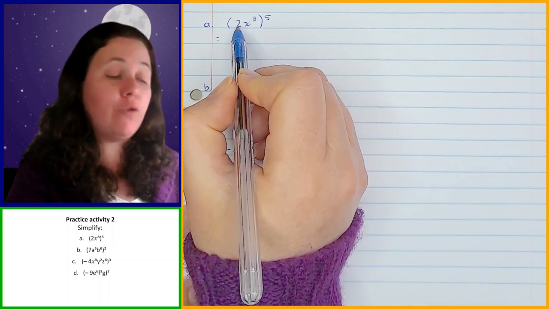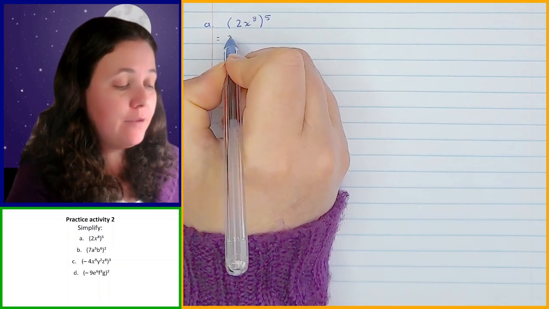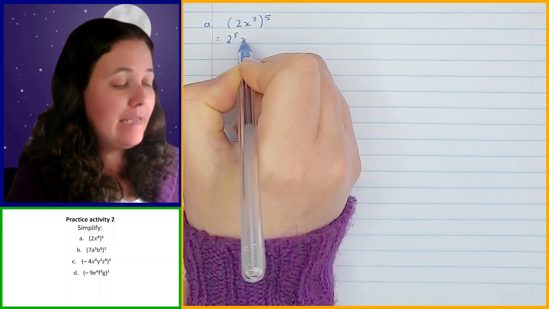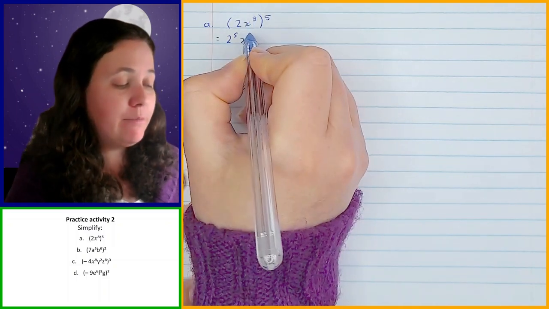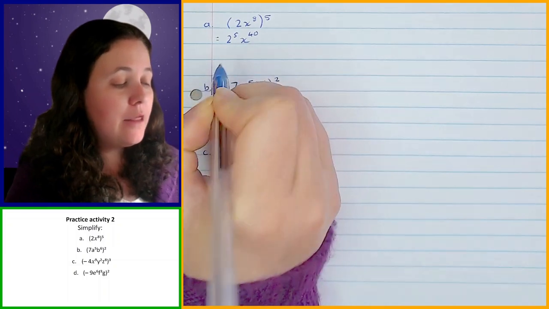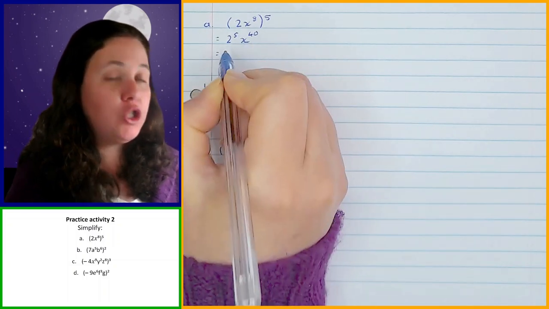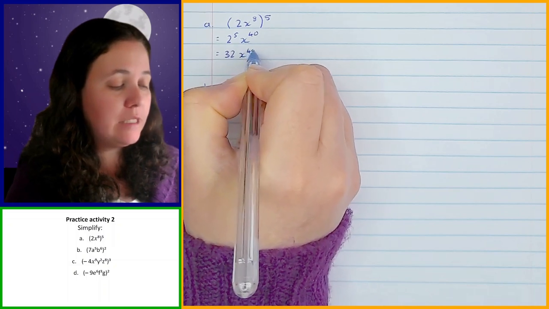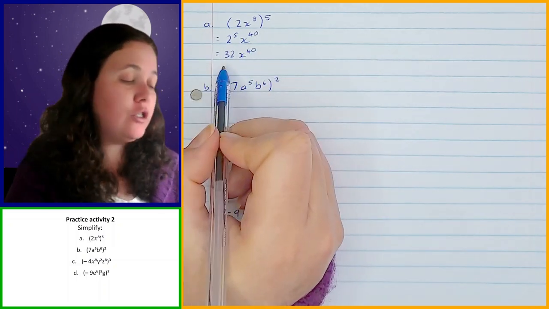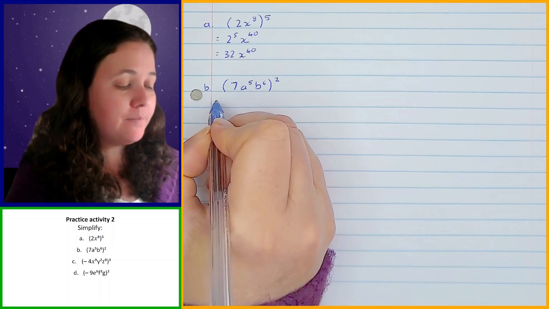So I need to first raise 2 to the power of 5, and then x to the power of 8 to the power of 5: I multiply the 8 and the 5, and that gives me 40. Then I need to simplify 2 to the power of 5, and that gives me 32. X to the power of 40. So for question A, you should have got 32 x to the power of 40.